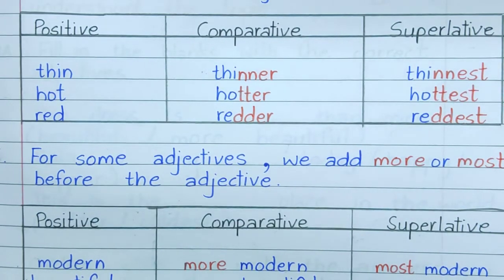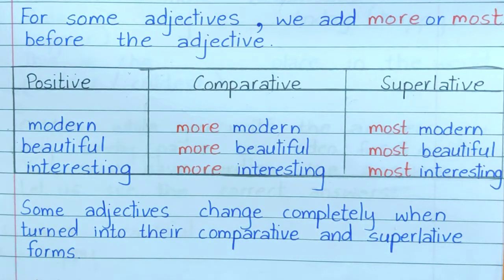Rule number 5. For some adjectives, we add more or most before the adjective. Modern, more modern, most modern. Beautiful, more beautiful, most beautiful. Interesting, more interesting, most interesting.